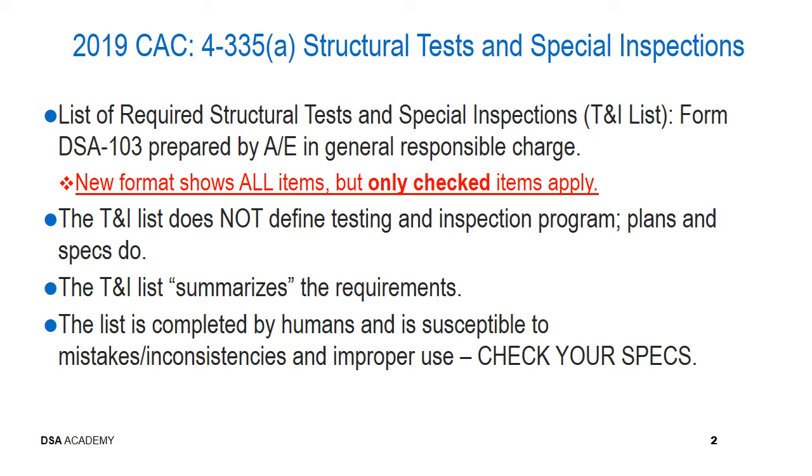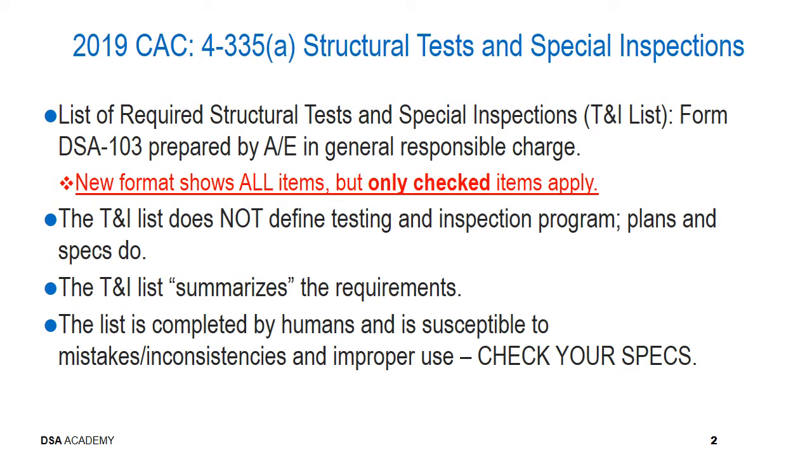Listed here in red font, I just want to point out there is a new format that we're using for the 103 form. Previously it only showed the checked items that applied, and it got rid of all the other non-checked items. But now in the new version, it actually lists all of the items, but just keep in mind that only the ones that have a check next to them will apply for your project.